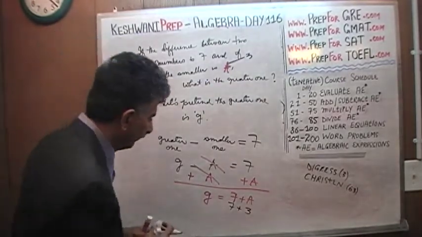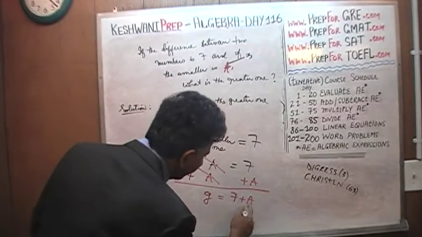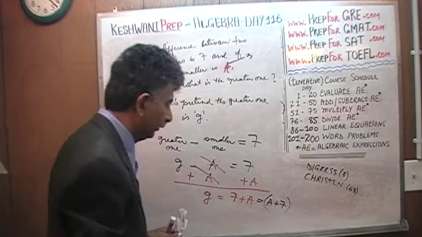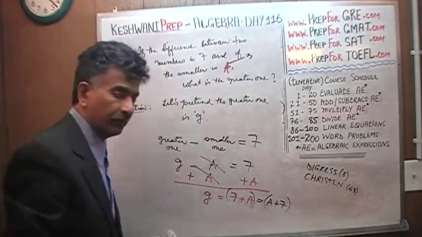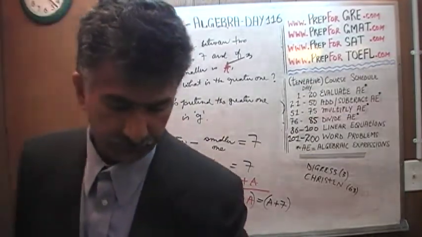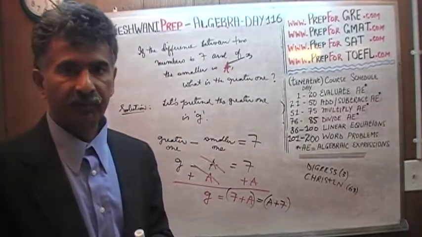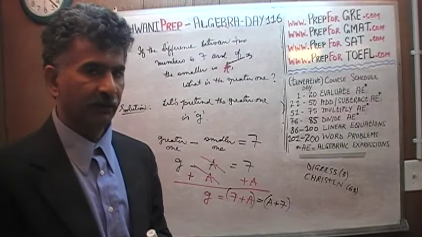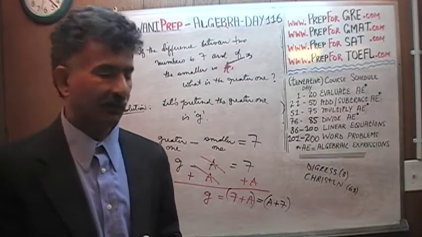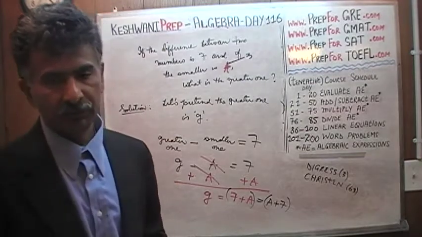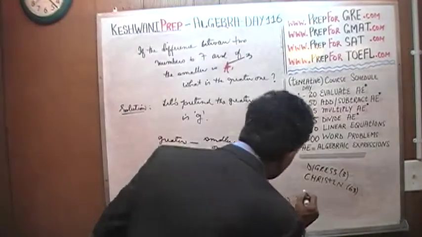The answer is 7 plus A or A plus 7. Even though 7 plus A is perfectly fine, tradition dictates that we write the variable first and then the number. One usually writes it as A plus 7. That's just a tradition, just a convention.